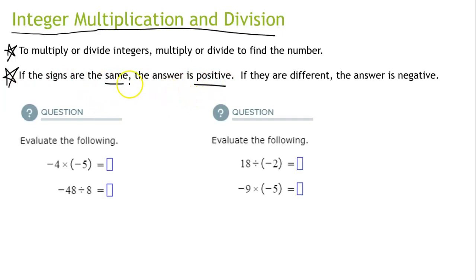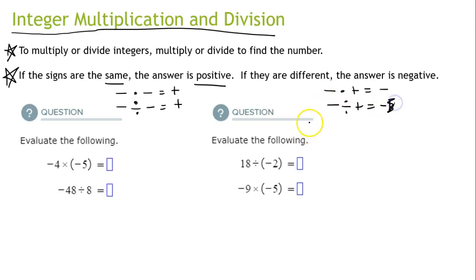So two negatives do make a positive here, but only for multiplication and division. A negative times a negative is equal to a positive. A negative divided by a negative is equal to a positive. If they are different, the answer is negative. So a negative times a positive is a negative. A negative divided by a positive is a negative.